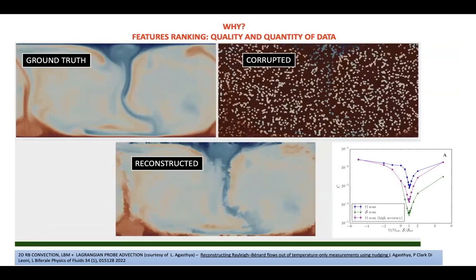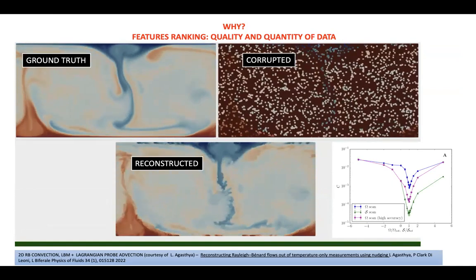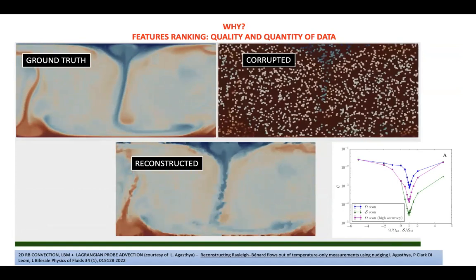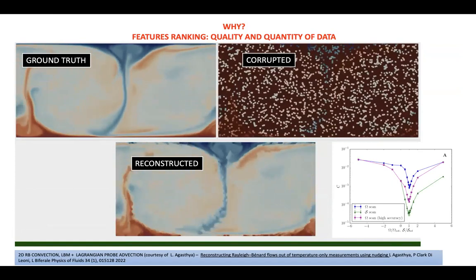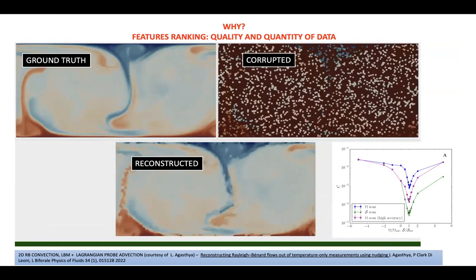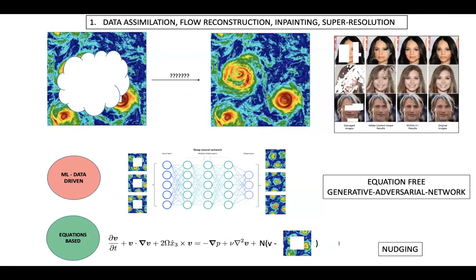This is a flow under thermal instability. So suppose you have information only on these data points, and you want to see how much from the information on these data points you can reconstruct your image. Or in the other case, you have information only on the frame, and you want to reconstruct what you have in the cloud.